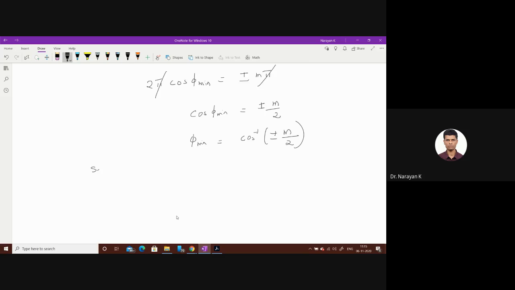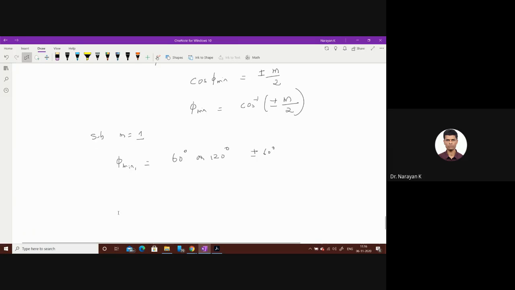Substitute m is equal to 1 quickly. What will you get? Phi minimum 1. 60. What will you get? 60 degrees. You will get 60 degrees or 120 degrees, or plus minus 60 degrees. Both are the same. Now substitute m is equal to 2.